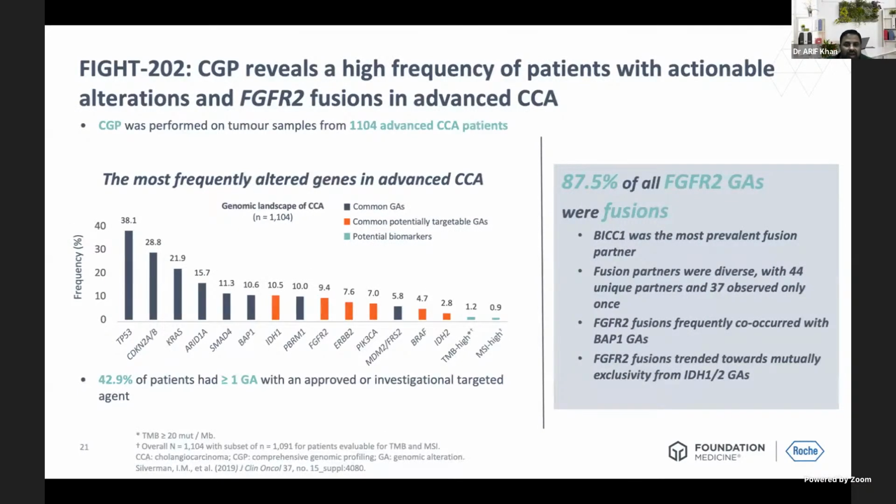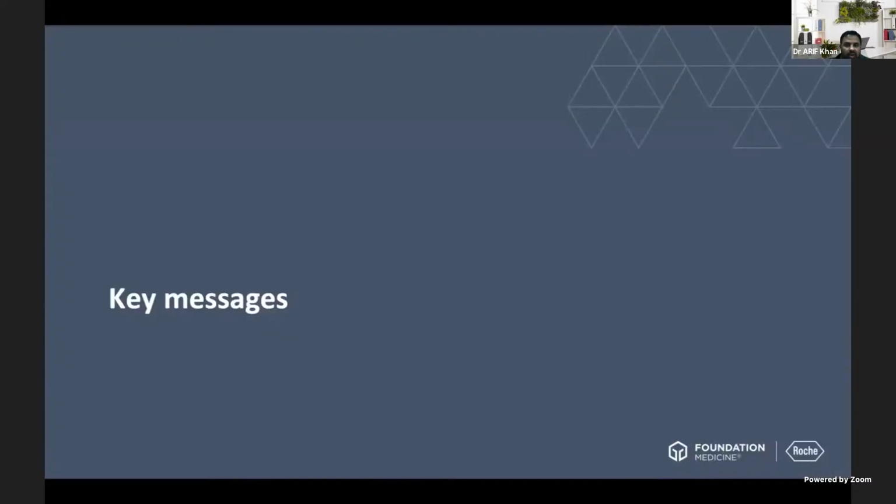As we have seen earlier, FGFR alterations are mainly fusions. BICC1 is the most prevalent fusion partner, and they can also co-occur with other mutations like BAP1. They are also mutually exclusive with IDH1, meaning that when FGFR alterations are found, IDH alterations are not commonly found.